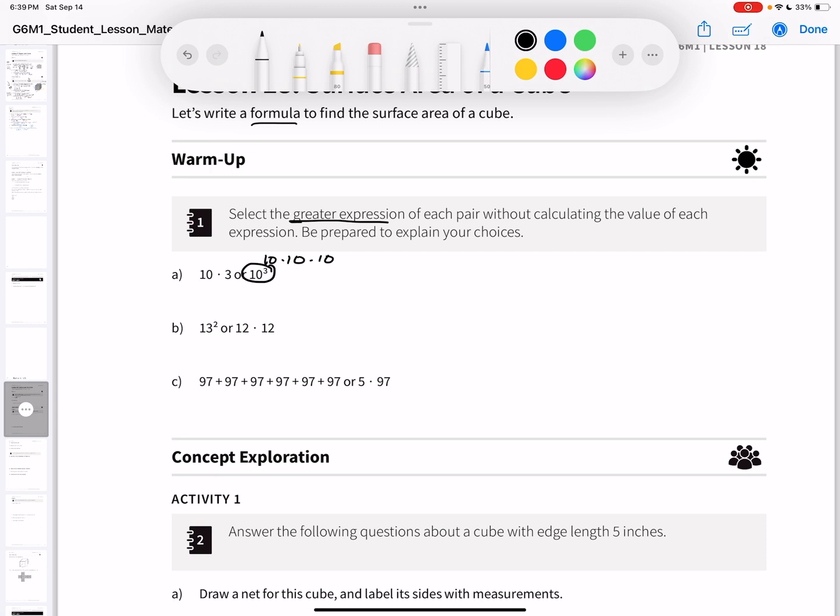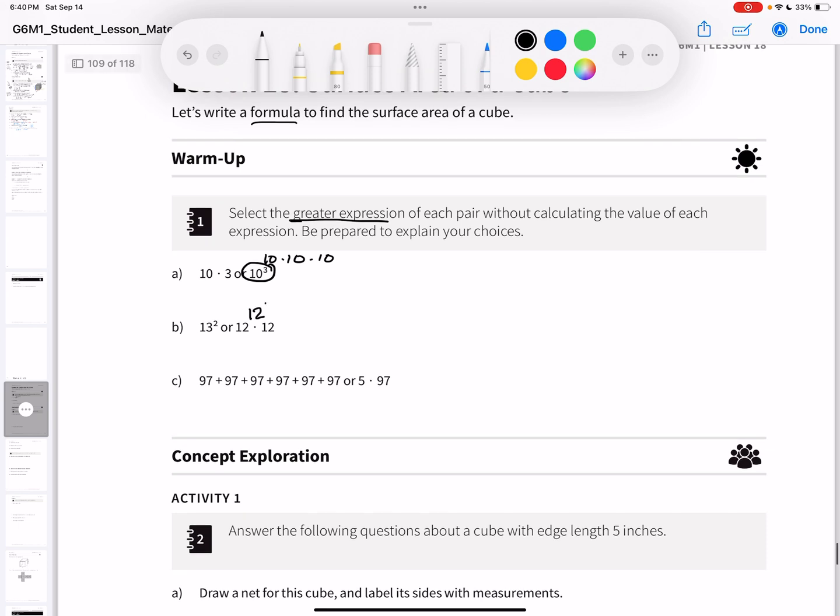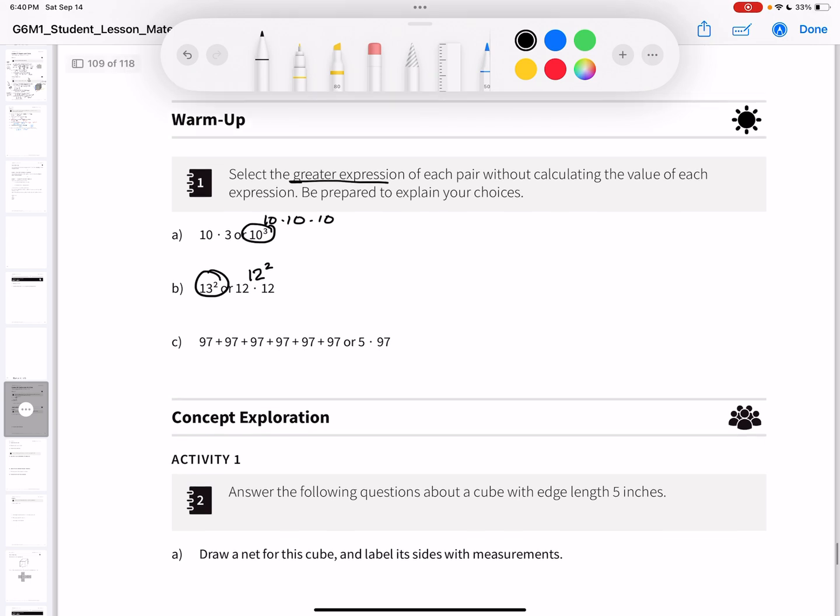B, 13 squared, or 12 times 12. Well, 12 times 12 is 12 squared. So is 13 squared bigger or is 12 squared bigger? Well, they're both being squared, and 13 is the bigger number, so it is 13 squared.